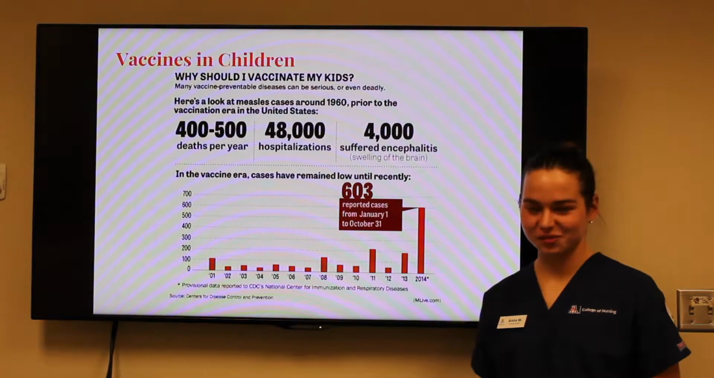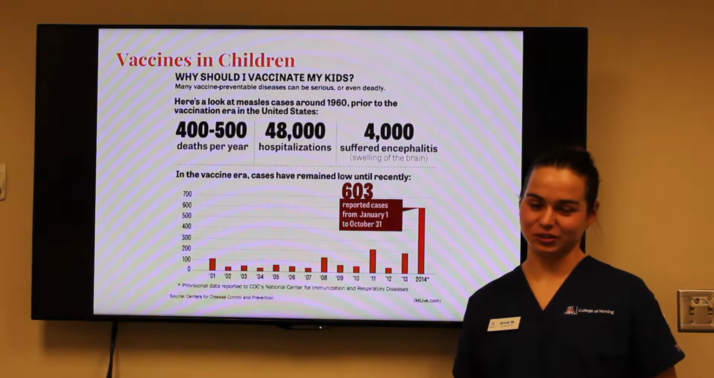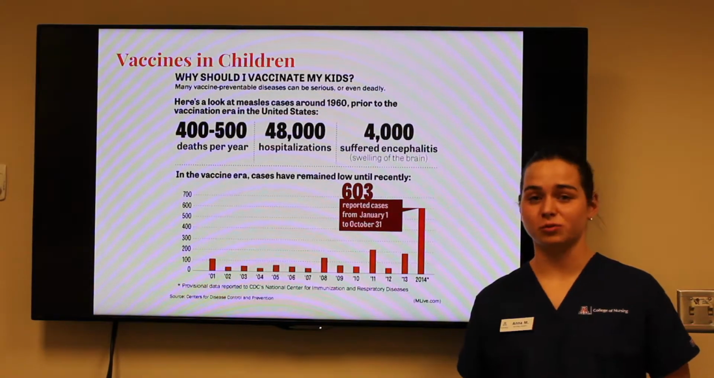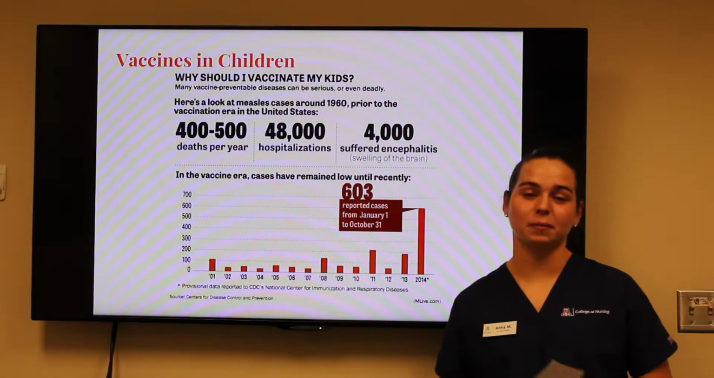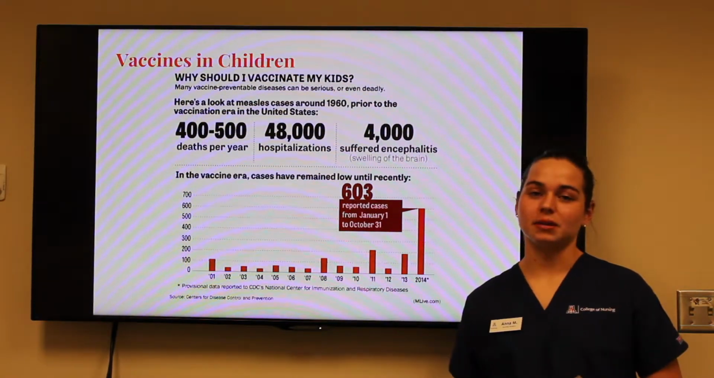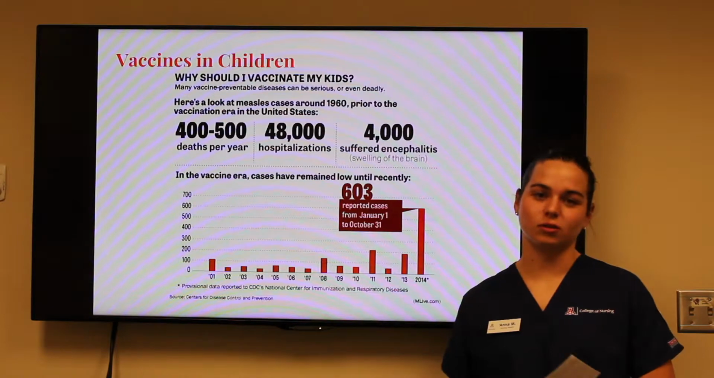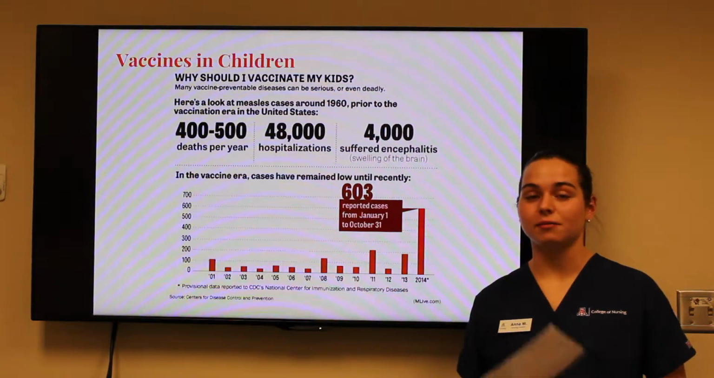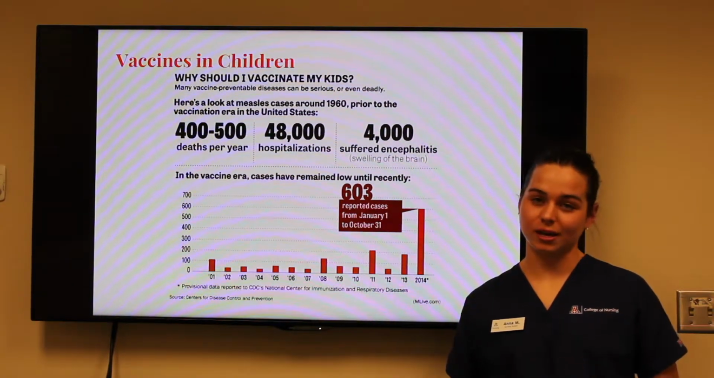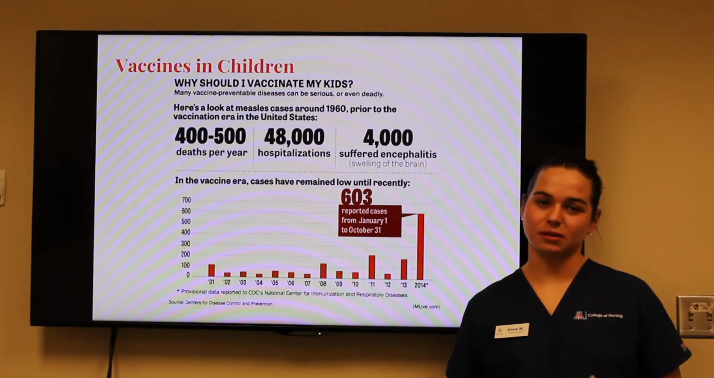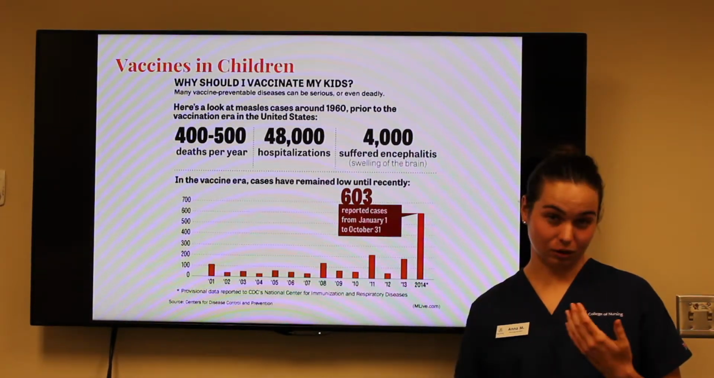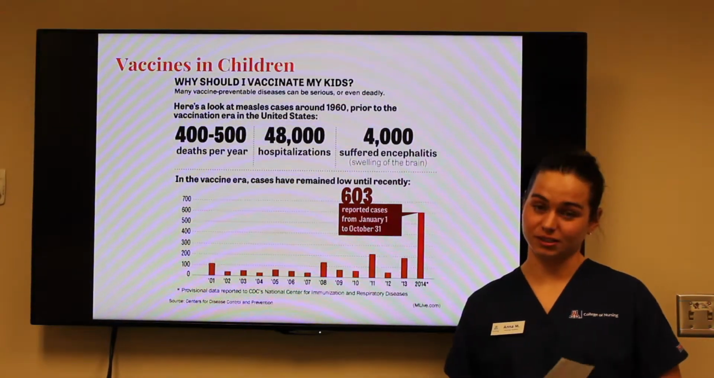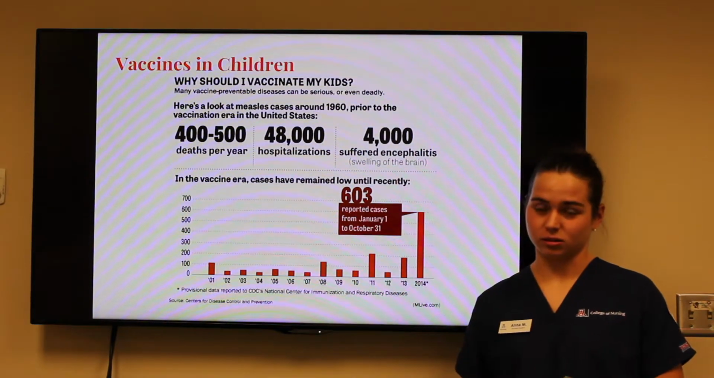So I'm going to talk a little bit about vaccines in children. Vaccinating your kids is really important because it protects them from a bunch of deadly diseases. It's really important to vaccinate kids because they have a weaker immune system based on their age, and they're in a lot of environments where they're very susceptible to infectious diseases, such as schools and daycares.